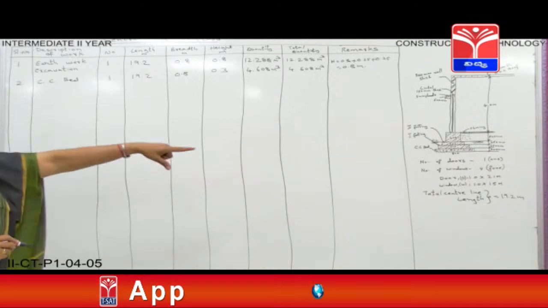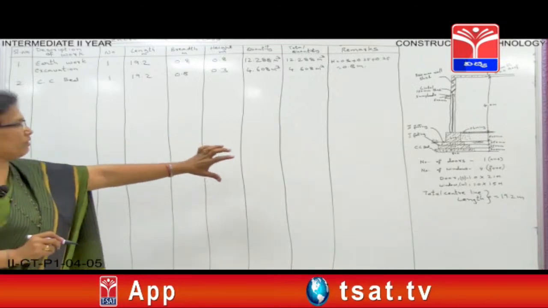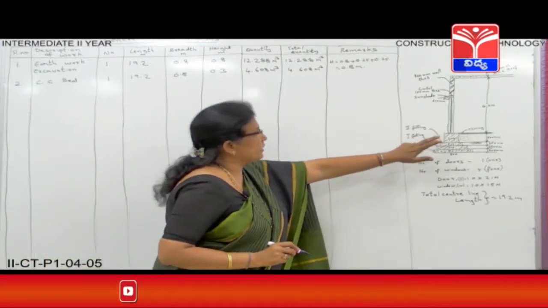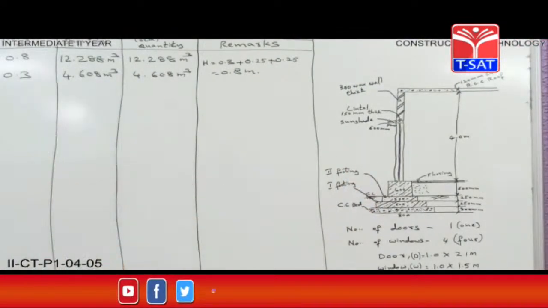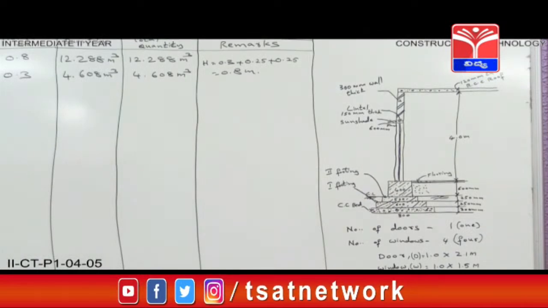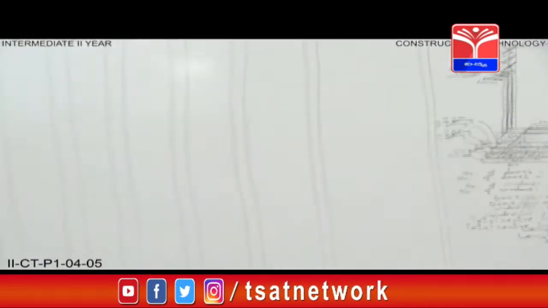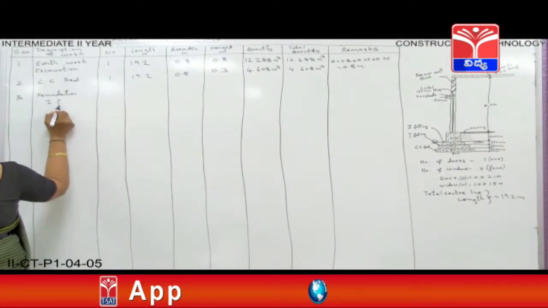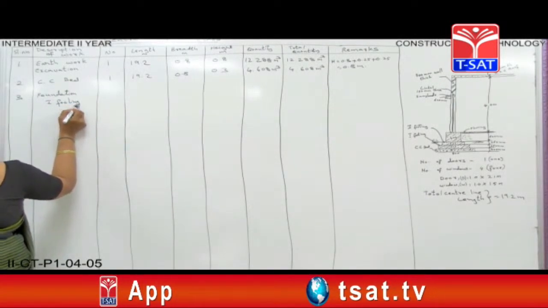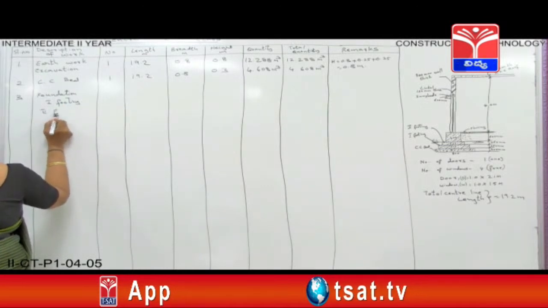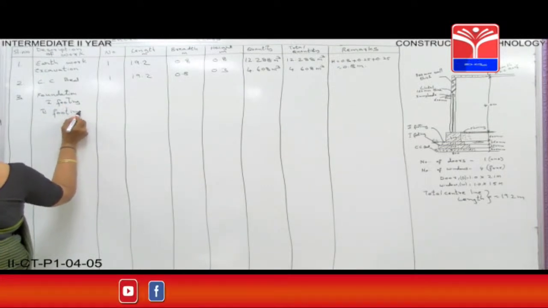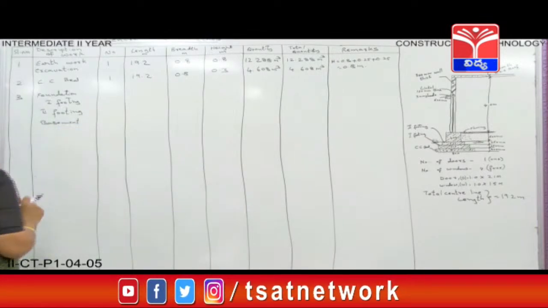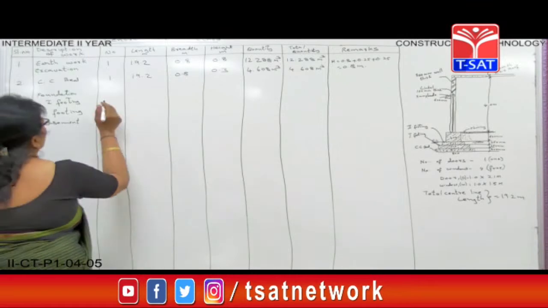Now next, after CC bed, next is what? We are going to foundation. In foundation, we have to calculate for first footing, second footing and basement. Now third is foundation. In that, first footing, second footing, basement. Now, let us take the values.